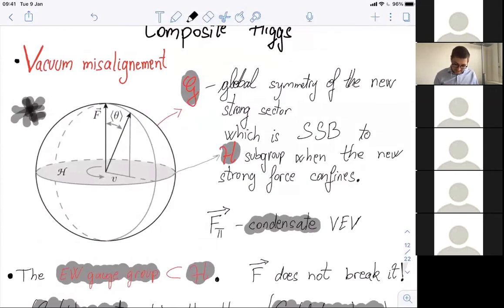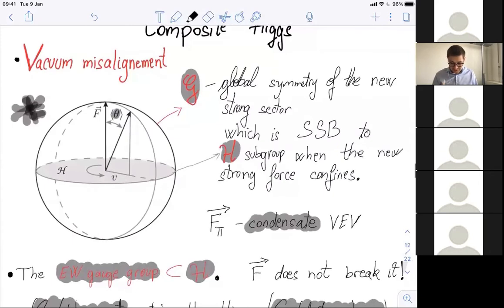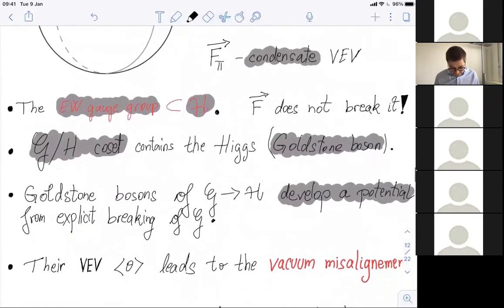These directions represented by theta are the pion directions, the Goldstone directions. Goldstones will move the vacuum in these directions. Now, if the explicit breaking of the group G generates a potential for the Higgs, the Higgs is the Goldstone, and it gets a VEV, it will move, it will misalign. So that's the term, vacuum misalignment. It will move the condensate a little bit, shifted by this angle, and the projection of that will be the electroweak VEV. The projection on the subgroup H. I hope this was not too complicated.